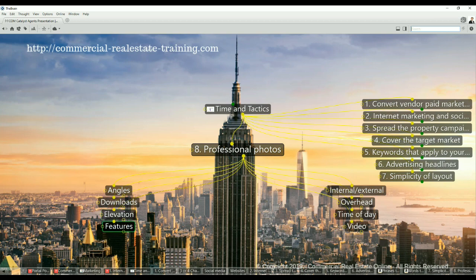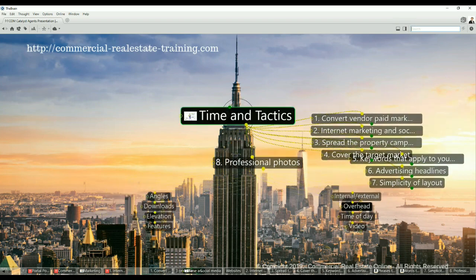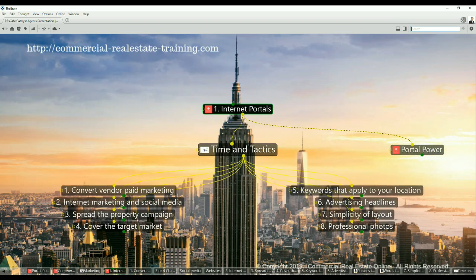Get the features of the property in the professional photographs so that the features are easily seen. And then, of course, think about internal and external photographs. They're so important to give some comparison to the target audience. Don't forget the overhead photos and consider the best time of day for the image, which is usually sunset or sunrise when the sunlight is on the front of the building. And lastly, get a video done for the property. The video is very useful and can be placed on the portals, your website, your social media, all of those things. So they are the time and tactics approaches to commercial real estate brokerage.